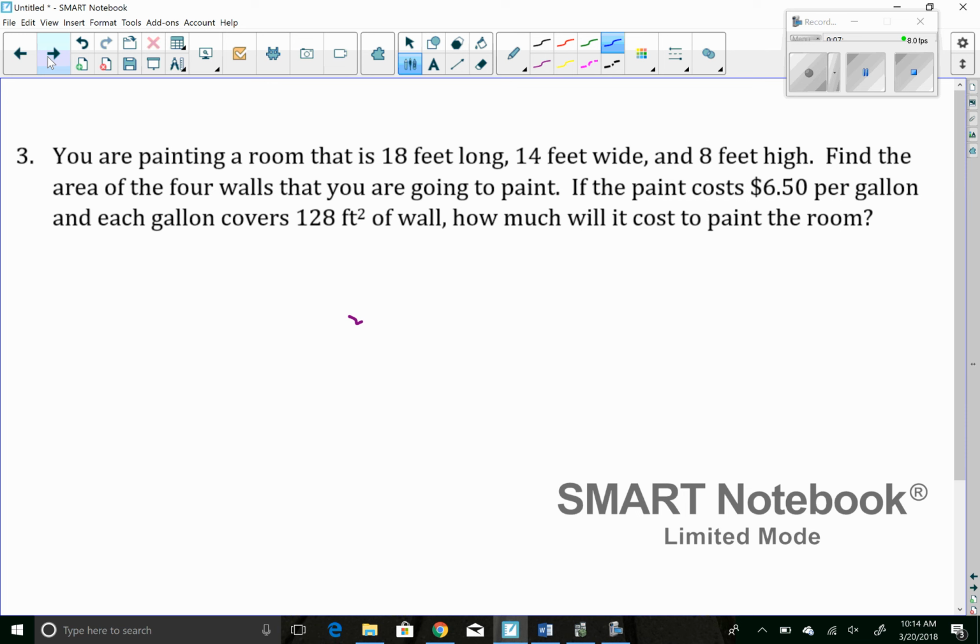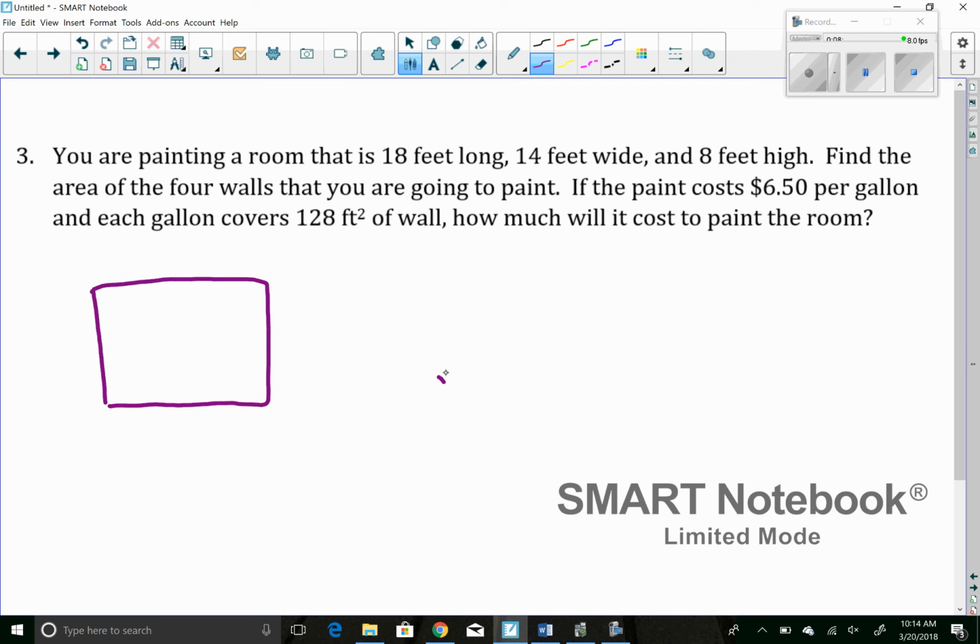The last problem we're doing talks about painting. So it says you're painting a room that's 18 feet long by 14 feet wide and 8 feet high. Find the area of the 4 walls that you're going to paint. So this is a 3-dimensional figure, but we're just talking about the walls. So in a room, there are going to be 4 walls, right? So if we talk about a 3-dimensional figure, so here is your room.